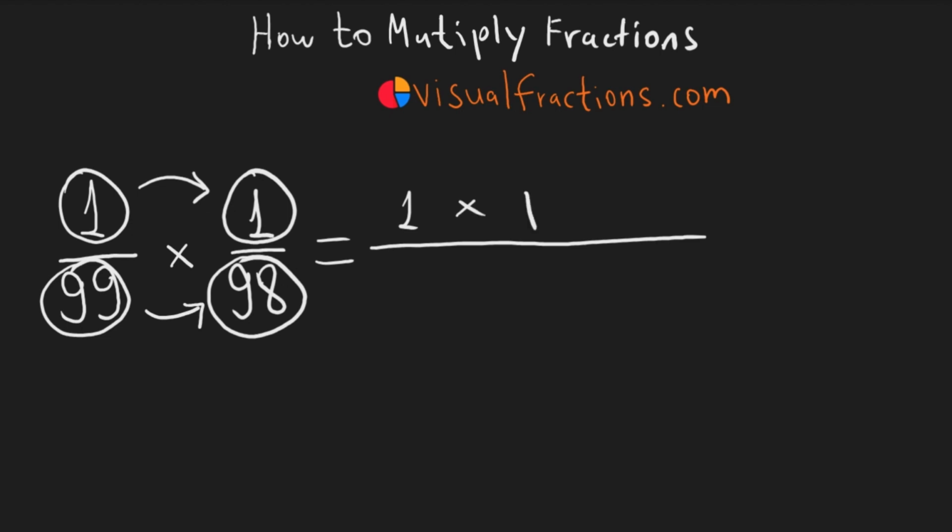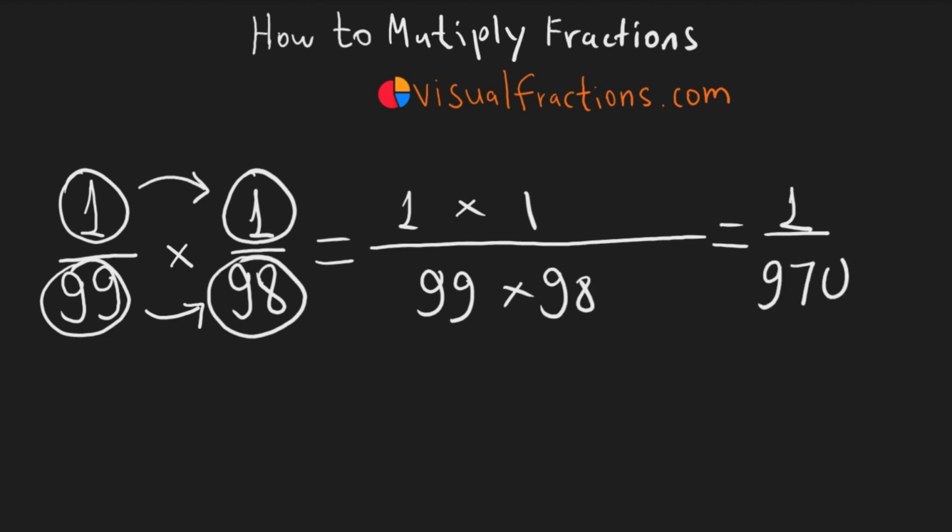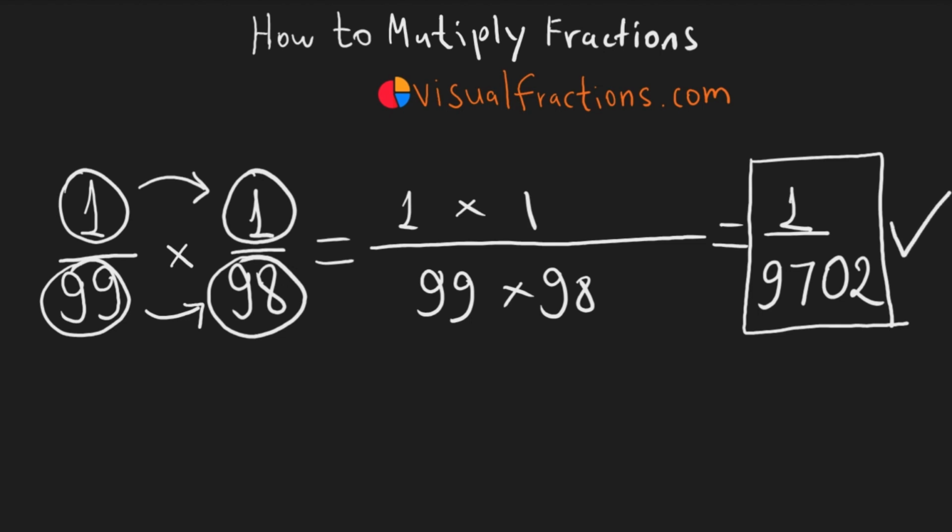Multiply the numerators. 1 times 1 equals 1. Multiply the denominators. 99 times 98 equals 9,702. So, when you multiply 1/99th by 1/98th, the result is 1/9702. That's your final answer. Note that 1/9702 is already in its simplest form, as the numerator and denominator are both prime numbers relative to each other.